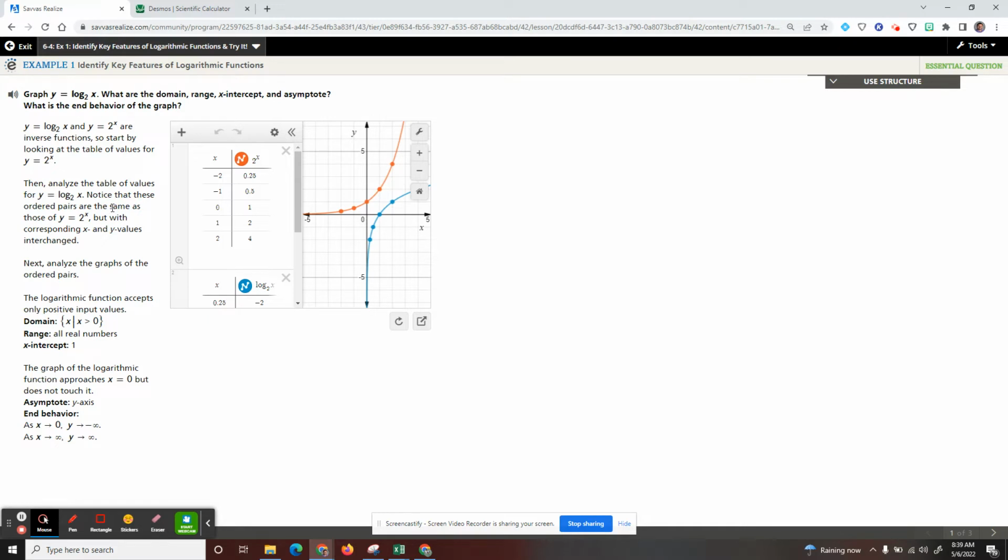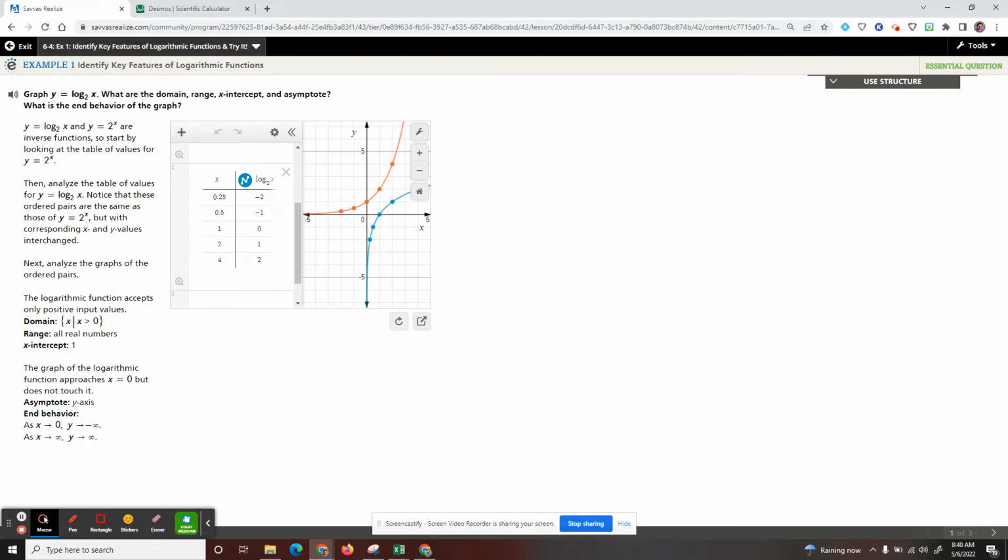So y equals 2 to the power of x, if I make the exponent negative 2, it's 1/4. If it's negative 1, it's 1/2. If it's 0, it's 1. If it's 1, it's 2. If it's 2, it's 4, right? So that's what you're seeing there in red. That's the exponential function. The logarithmic function is each of those ordered pairs flipped for x and y. So same ordered pairs, just x is y, y is x now. That's what you're seeing in blue.